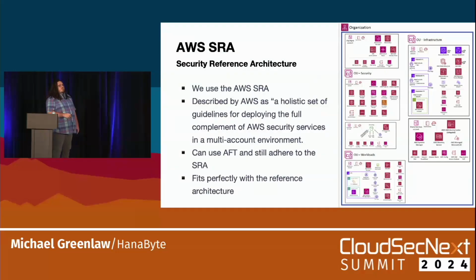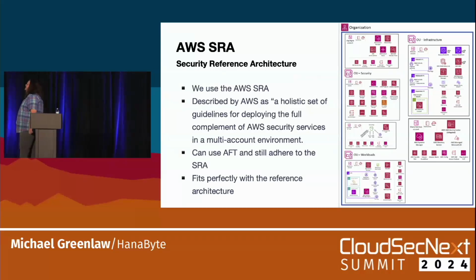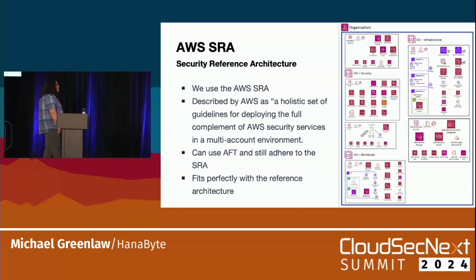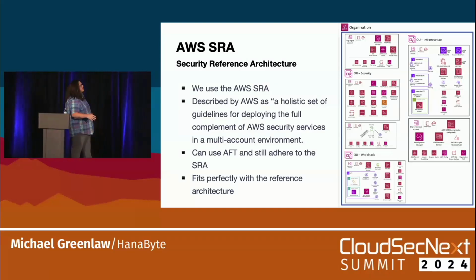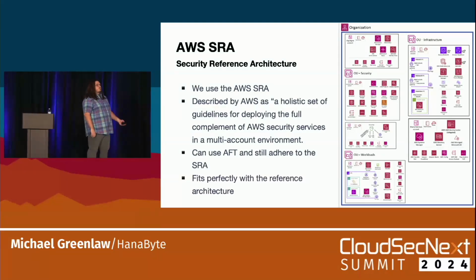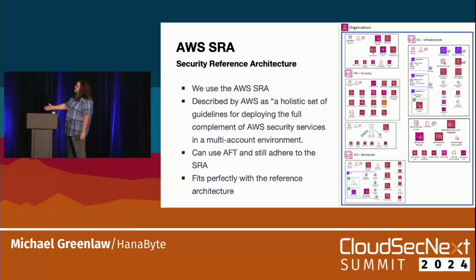I want to take a quick second to talk about the security reference architecture. So the reference architecture, we use this at HanaByte. We have our own version, and as we've gone through multiple FedRAMP and CMMC engagements, we realize that it's not going to fit every single client. Not a problem. It's a really good baseline. This is found in the AWS documentation. You can go look at this at any time that you like.